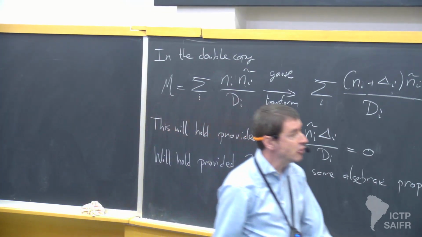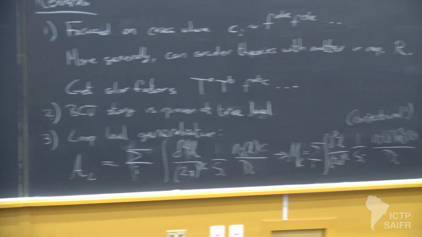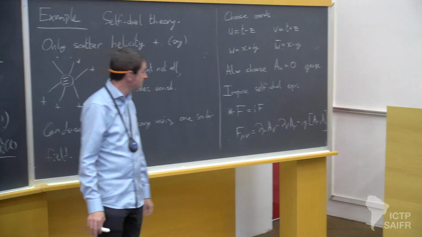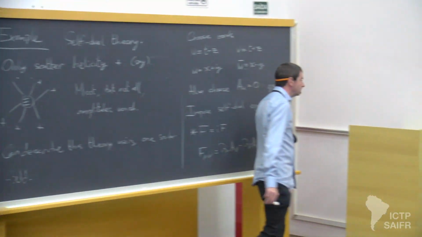A_u, this is the u component. I chose the u component, just one component, associated with this t minus z direction. And I'm setting that one to 0.